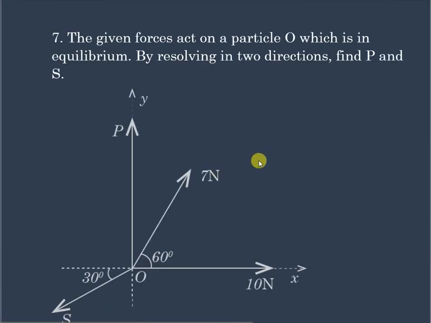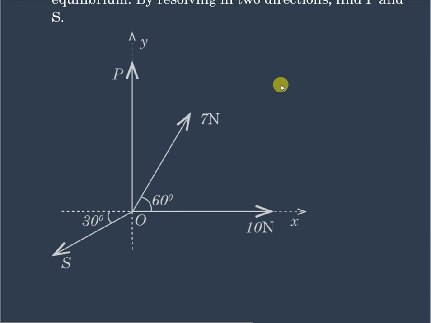There is this number also. They are saying the given forces act on a particle O which is in equilibrium. By resolving in two directions, find P and S. So we have these forces, and they are saying that they are in equilibrium.